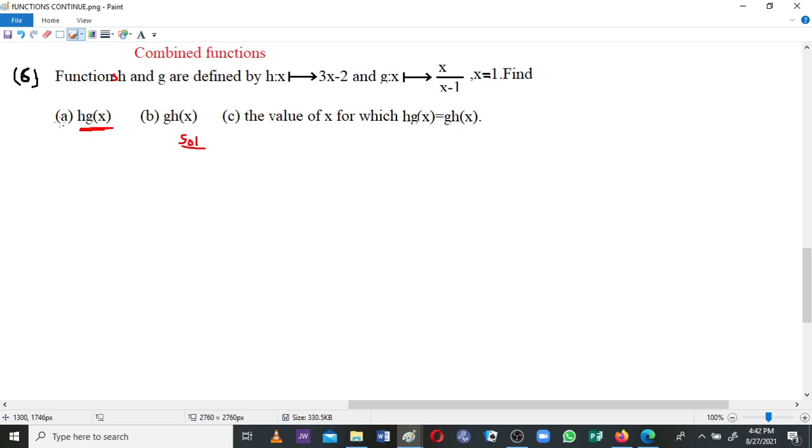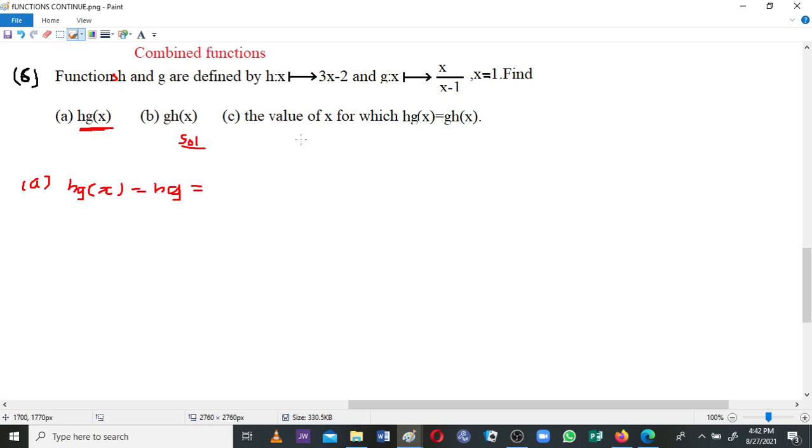Okay, so we have question A. Now in question A, we want to find the combination of our functions h(x) and g(x). This can also be denoted as just hg. So this means we're going to substitute the function g(x) into h(x), right?